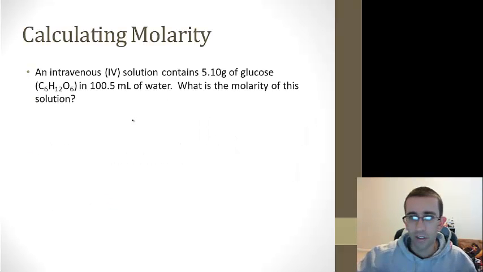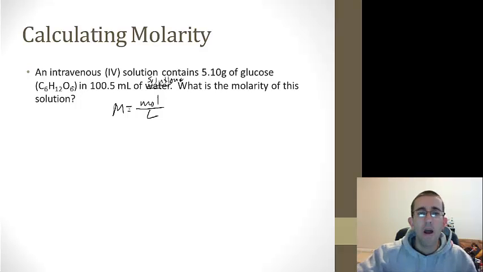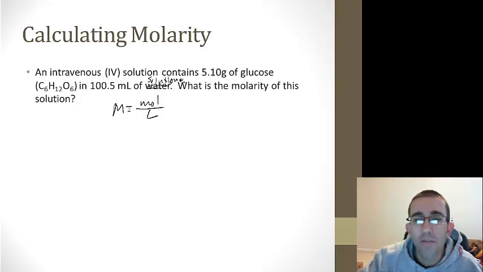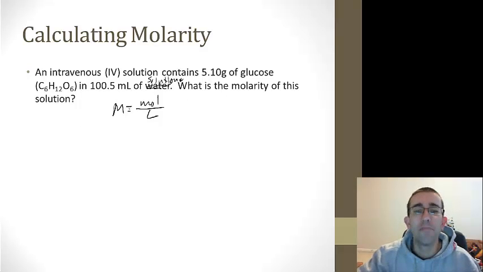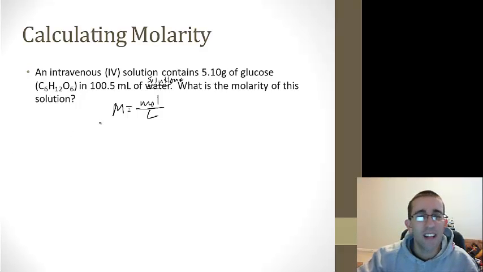Let's look at a calculation here. Remember, molarity is equal to moles of solute over liters of solution. And I'm going to change up my question here and put solution here. An intravenous, an IV, stuff you get at the hospital, solution contains 5.10 grams of glucose, C6H12O6, and 100.5 milliliters of water. What is the molarity of this solution? I already started you off to make sure you're paying attention to our units. I gave you grams, and I gave you milliliters. That doesn't work to find the molarity. So what can we do?